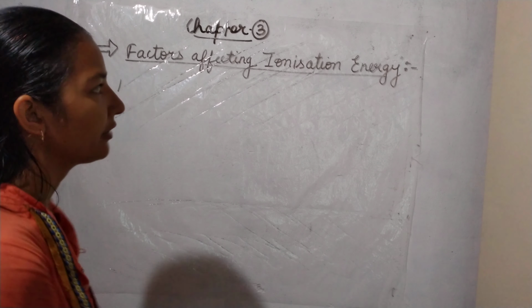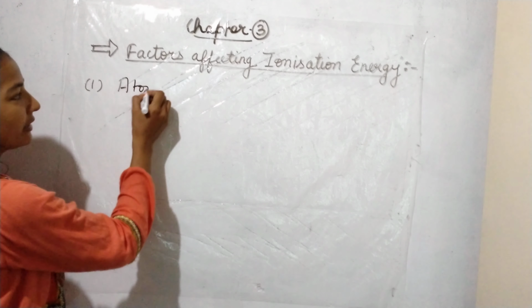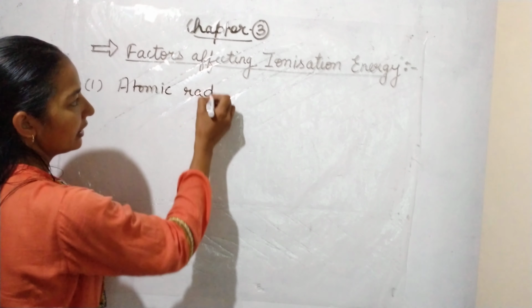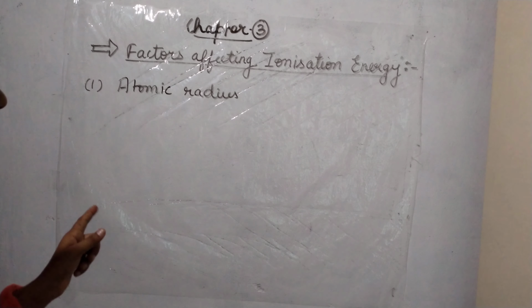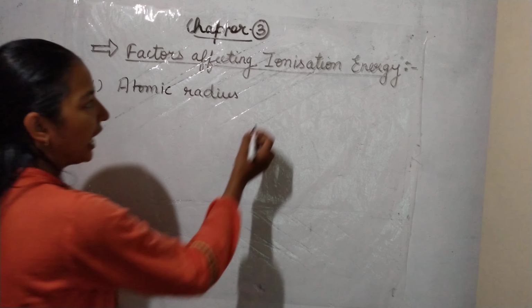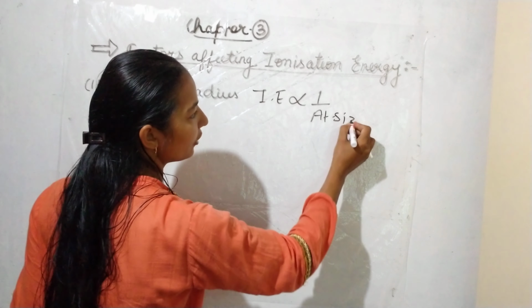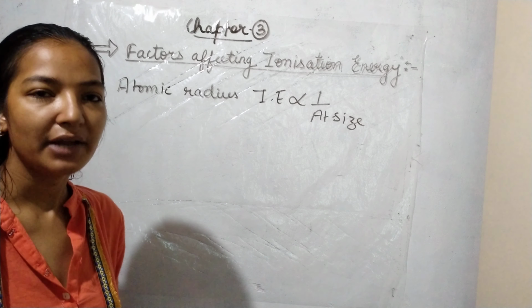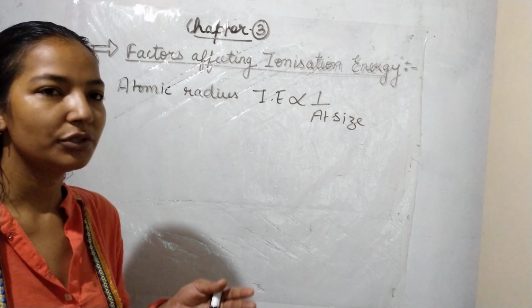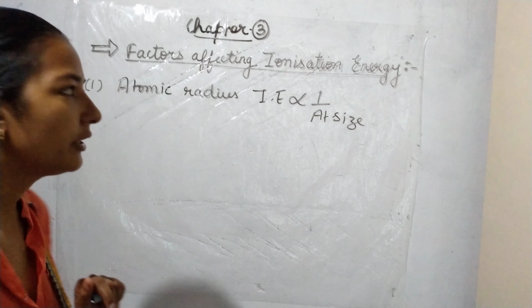Now there are certain factors which affect the ionization energy. The factors which affect the ionization energy are: number one is atomic radius, or we can say the size of atom. Ionization energy is actually inversely proportional to the atomic size or atomic radius. Why is it? Because if the atomic size increases, then we have to give lesser amount of energy to remove the electron. That's why on increasing atomic size, the ionization energy will decrease.